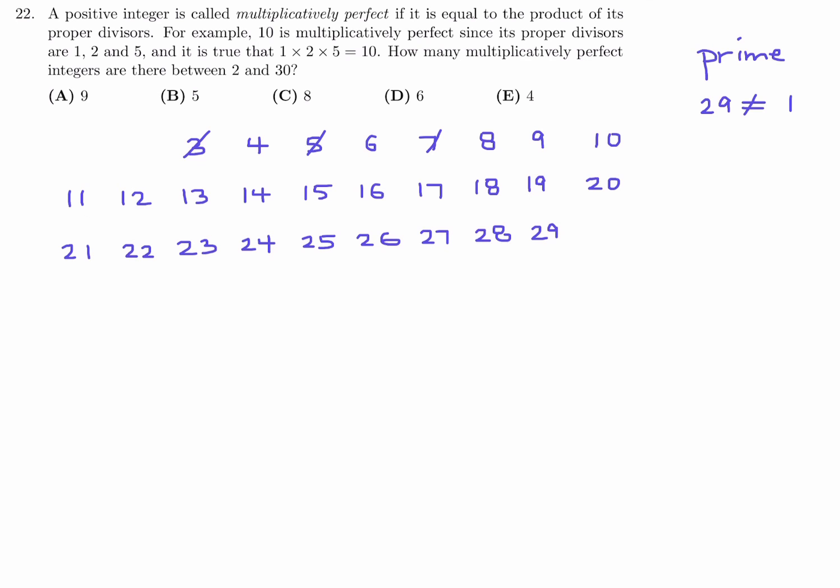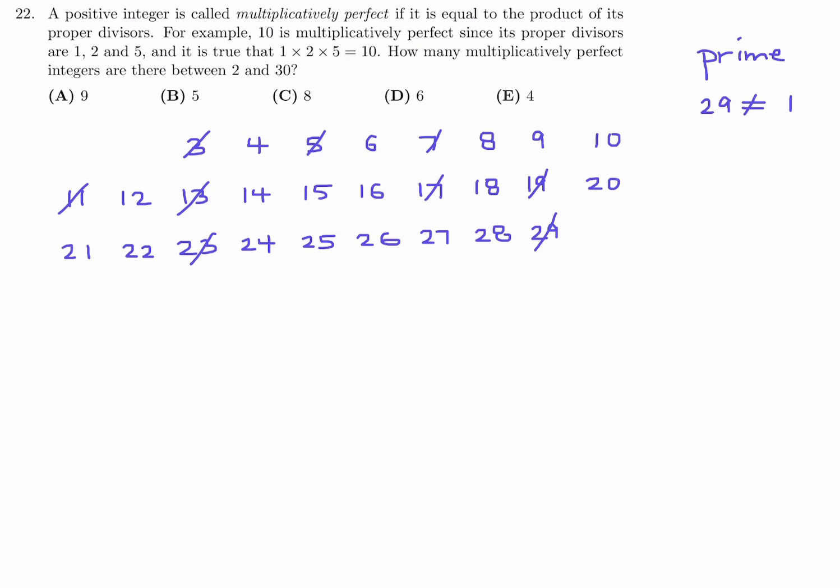So let's see, the prime numbers are 3, 5, 7, 11, 13, 17, I think. Is that a prime? 19, 23, and 29. All right, so that was good. Helped us eliminate quite a few.